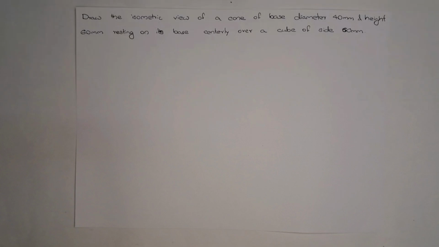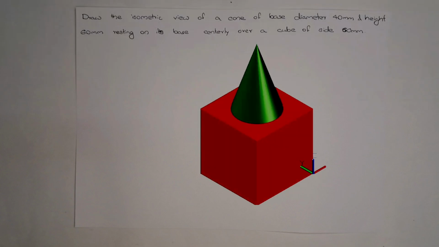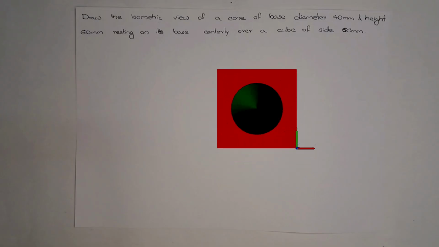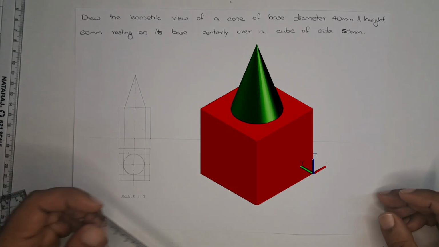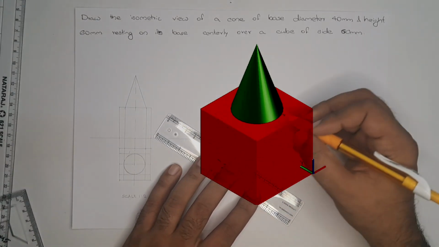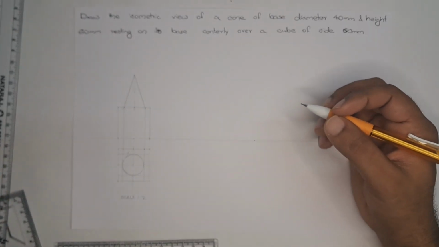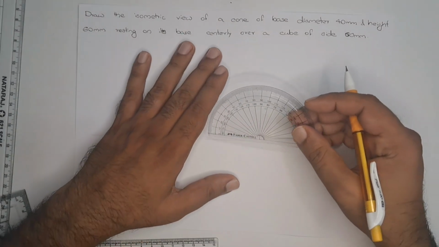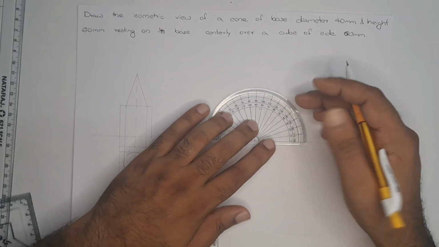Hi everyone, today we are going to discuss the isometric view of a cone over a cube of base 60 mm. At first we can start with the cube. We plot a point, then draw 30-degree lines, the line inclined 30 degrees to both sides. We can mark it from this point.